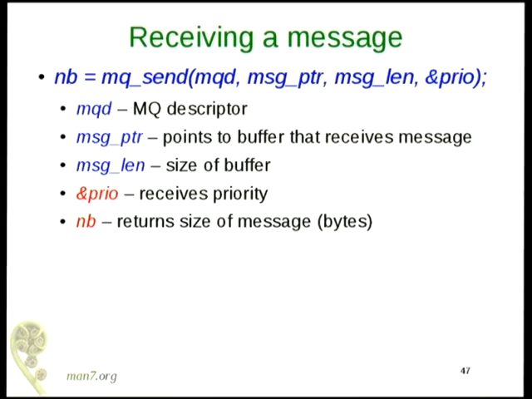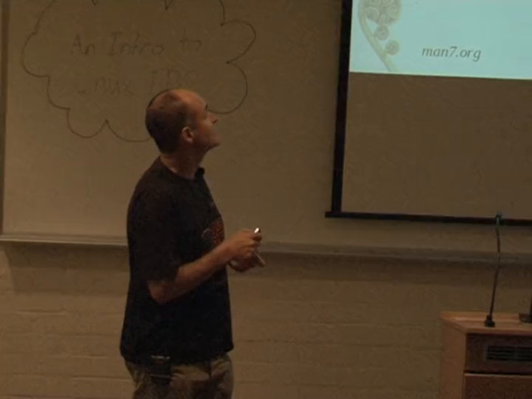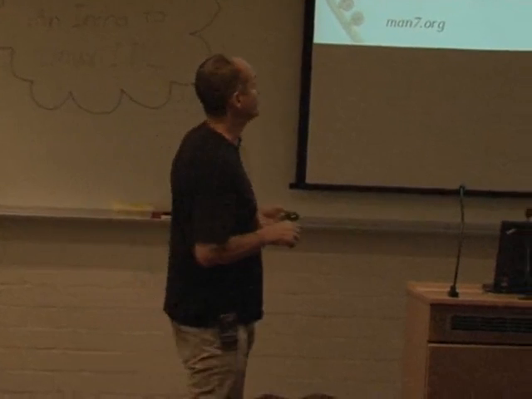Oh, there's a typo there. That should say MQ receive. Here I've written MQ send, that should say MQ receive. Reading the same arguments: a descriptor, a buffer to hold the message, the size of that buffer, and a pointer to an integer which returns the priority of the message that you've read, so you can find out what the priority was. And as the return value of the system call, the number of bytes in the message. So here you say how big the buffer is, and here you find out how many bytes were actually used in the buffer when the function returned.